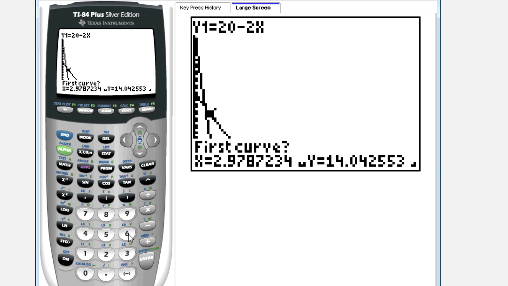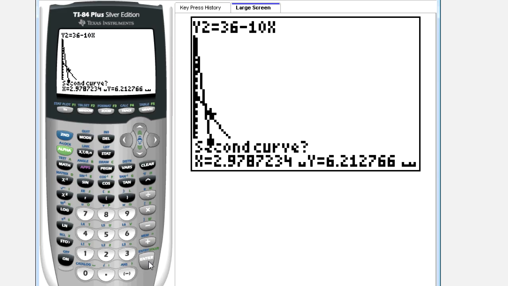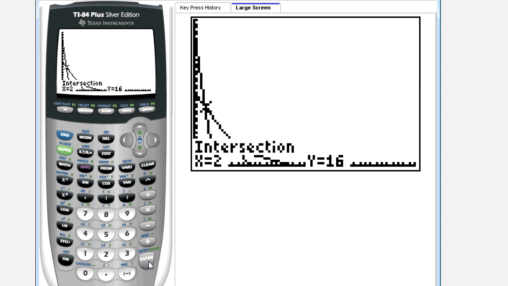I'm going to do the same thing now. I'm going to go back to second calculate, back to number 5, and now I'm going to find point B. That's on the line 20 minus 2x and 36 minus 10x. Press enter, whatever it says for guess, and I got 2, 16.